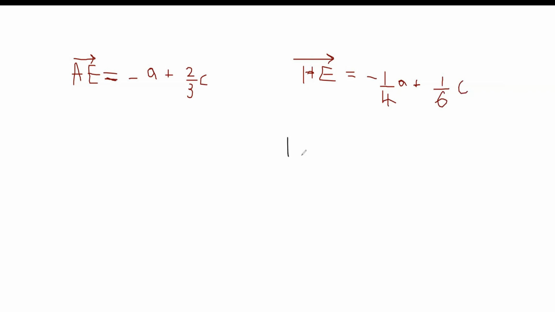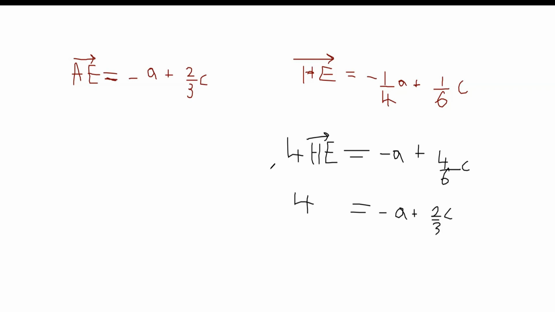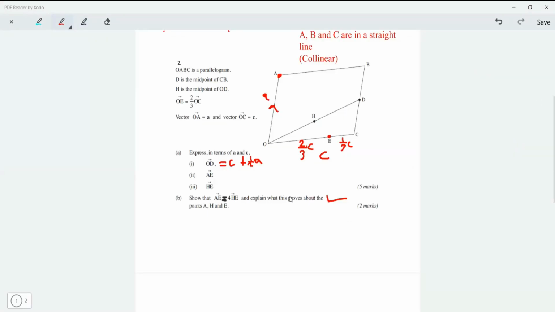So if I multiply this by 4, I would end up saying that 4HE is equal to, I multiply HE times 4, 4 times minus a quarter, that's minus A, then 4 times 1 over 6, that would be plus 4 over 6. But guess what? 4 over 6 is 2 over 3. So this works out to be minus A plus 2 over 3 times vector C. But guess what? That is AE. So 4HE is actually working out to be equal to vector AE. So that is easy to prove. That's all we need to prove. Okay, nice. So the first part of the proof, we'll see that this is true. Then now they say, explain what this proves about A, H, and E.